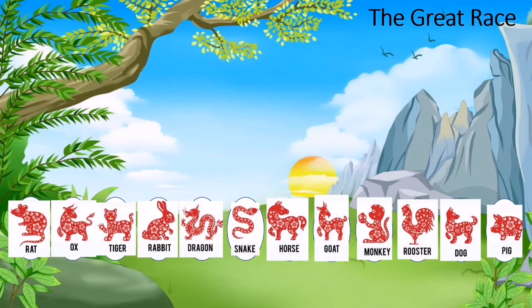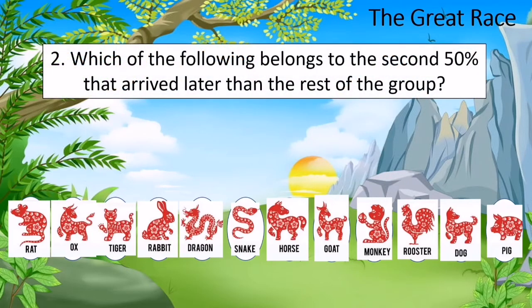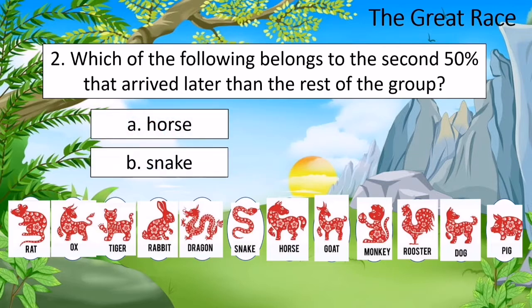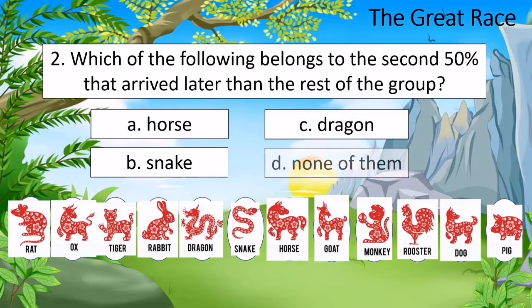Let us have the second item. Which of the following belongs to the second 50% that arrived later than the rest of the group? A. The horse, B. The snake, C. The dragon, or D. None of them? The correct answer is... You're right! It's letter A, the horse.